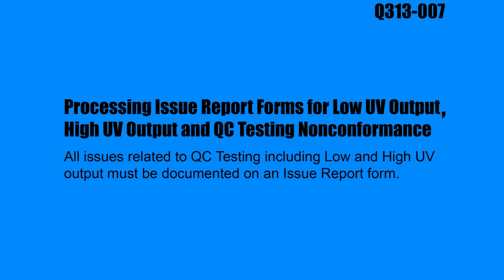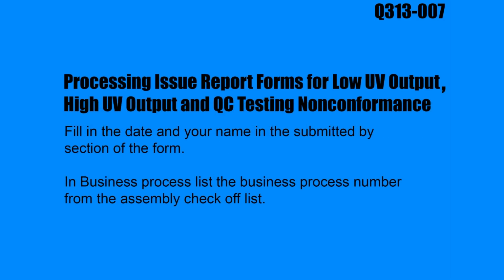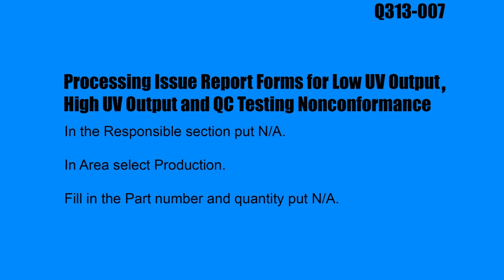All issues related to QC testing, including low and high UV output, must be documented on an issue report form. Fill in the date and your name in the Submitted By section of the form. In the Business Process, list the business process number from the assembly checkoff list. In the Responsible section, put Not Applicable. In Area, select Production. In the part number and quantity, put Not Applicable.